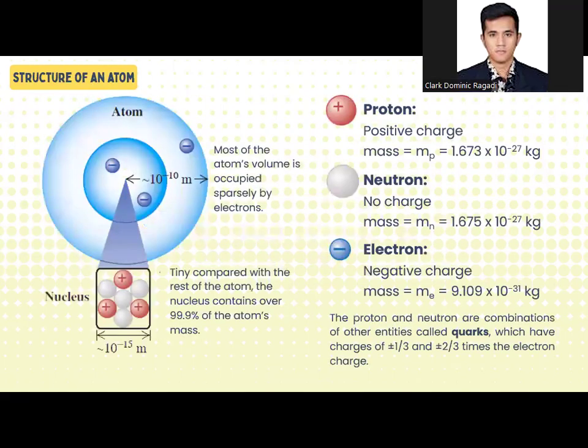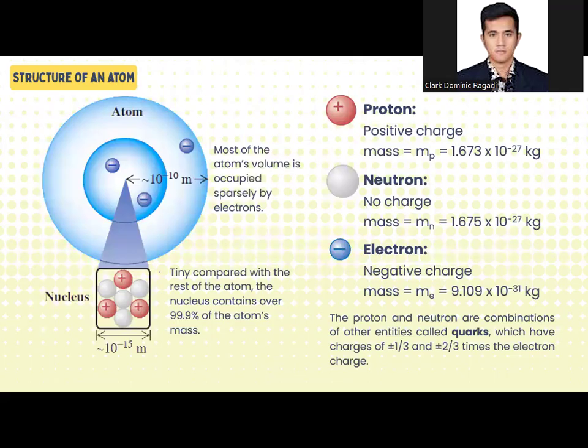Okay, so here's the structure of our atom. As we know, our atom has a nucleus and an electron cloud. In the nucleus, we can find the proton and the neutron held together by the strong nuclear force. The proton is the positively charged subatomic particle of the atom with a mass of 1.673 times 10 to the power of negative 27 kilogram. And the neutron has no charge, having a mass of 1.675 times 10 to the power of negative 27 kilograms.